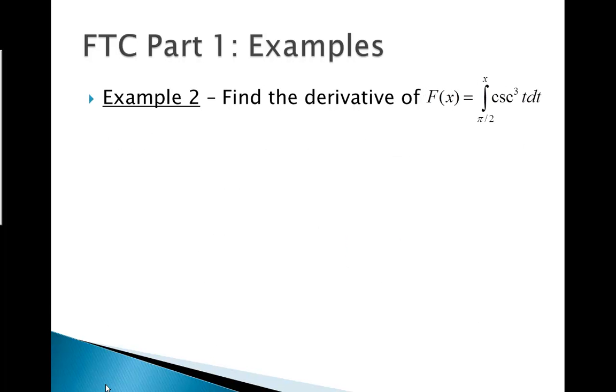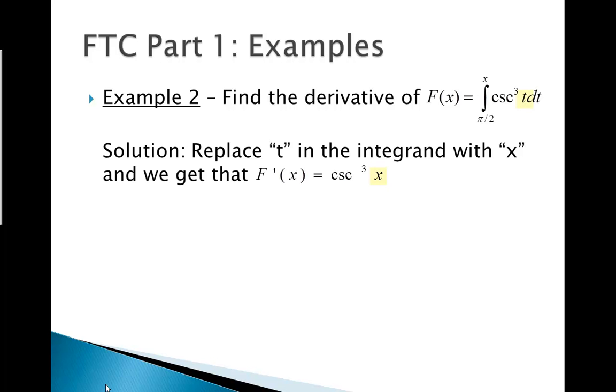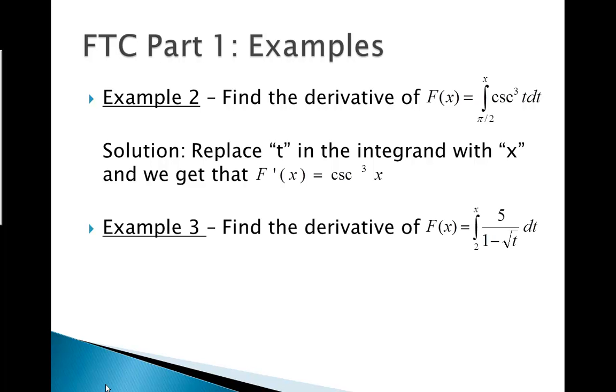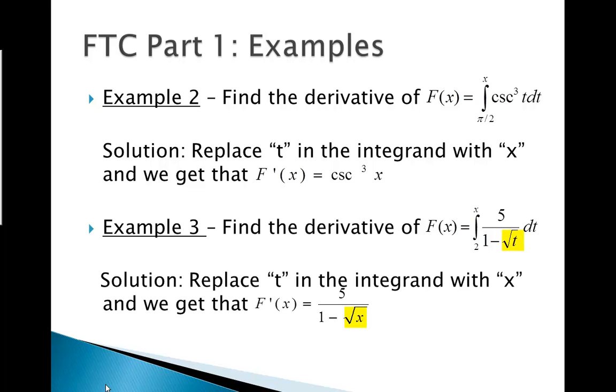Example 2, we want the derivative of the function that's defined to be the integral from pi over 2 to x of the cosecant cubed of t with respect to t. The theorem says to replace t in the integrand with x, and there we have the derivative. So we do that, and our derivative is the cosecant cubed of x. Example 3, we want the derivative of that integral function. We'll apply the theorem again and replace t with x and find that the derivative is 5 divided by 1 minus the square root of x.